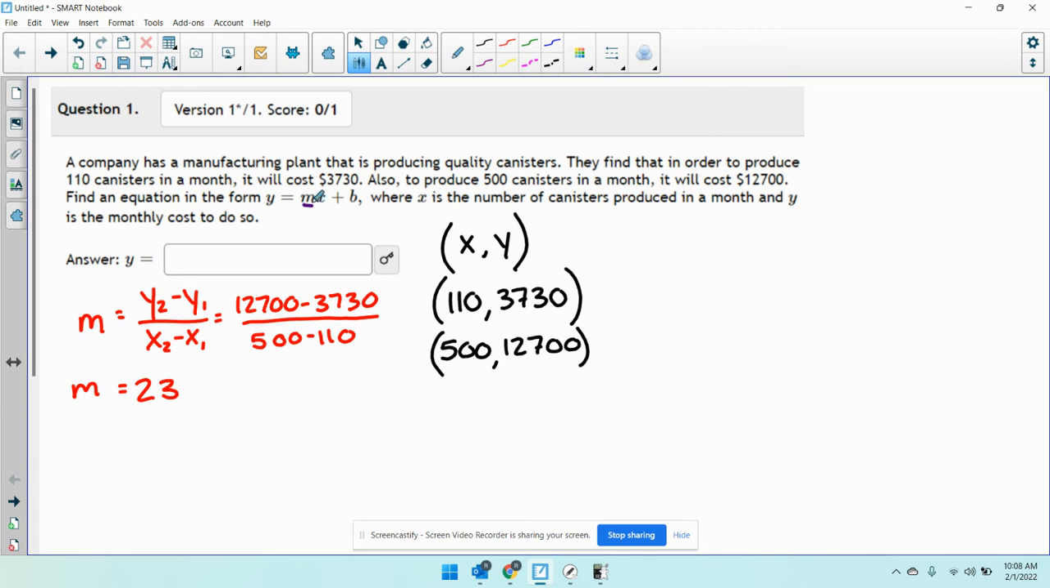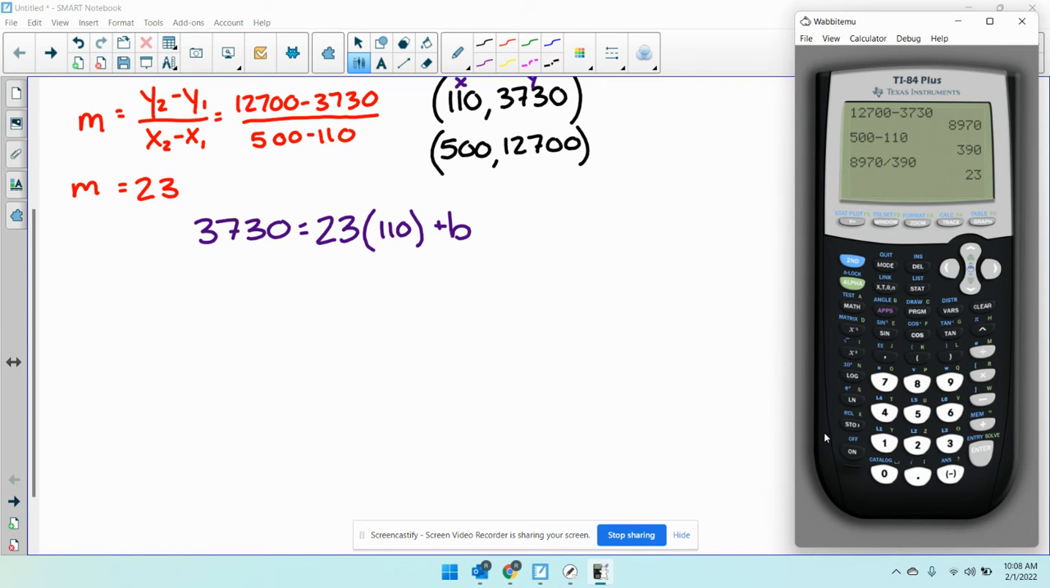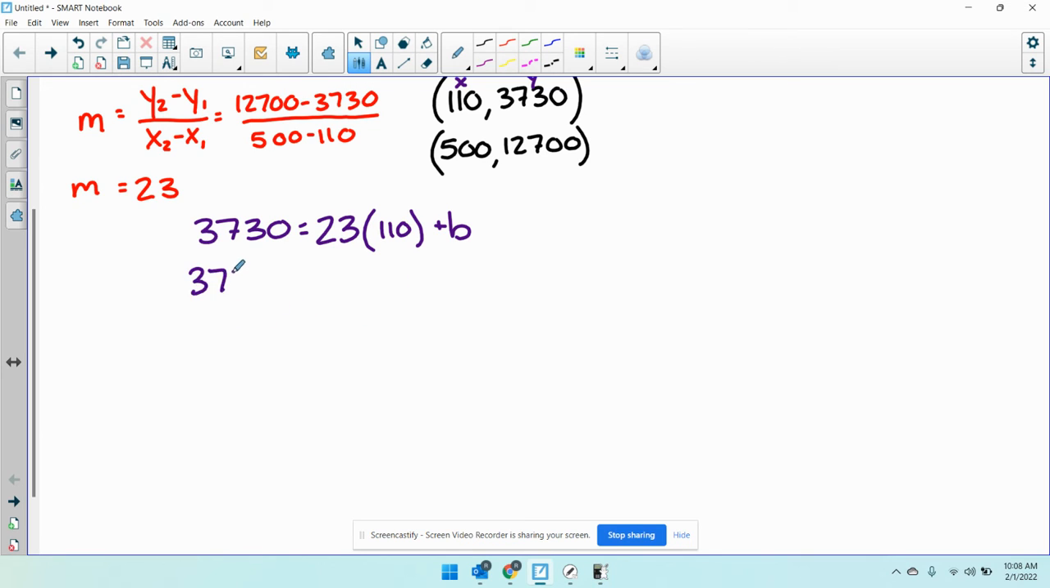So now I have a slope. I have an m. I'm going to use this x and this y in the equation to solve for b. So when y is 3,730, I get m, which is 23, times 110 plus b. So solving that, I'm going to multiply 23 times 110, 2,530. So I get 3,730 equals 2,530 plus b. Getting b by itself, subtract 2,530.